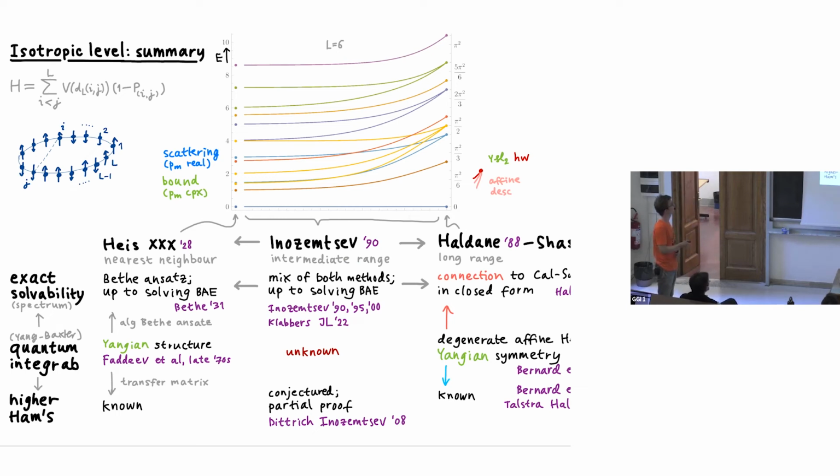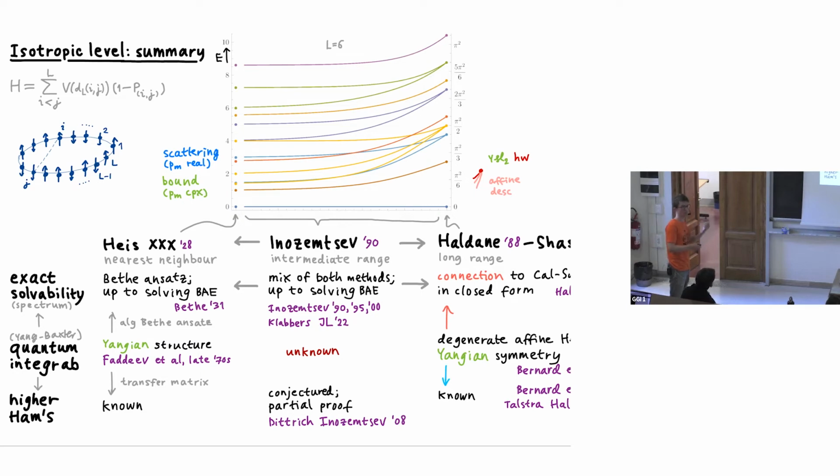So we had these three spin chains: Heisenberg, Inozemtsev, and Haldane-Shastry. Let me distinguish between three different notions. First is exact solvability. By this I mean that we can find some exact description of the spectrum. The Heisenberg spin chain was exactly solvable once Bethe found the Bethe ansatz. So he was able to characterize the spectrum exactly up to solving the Bethe equations.